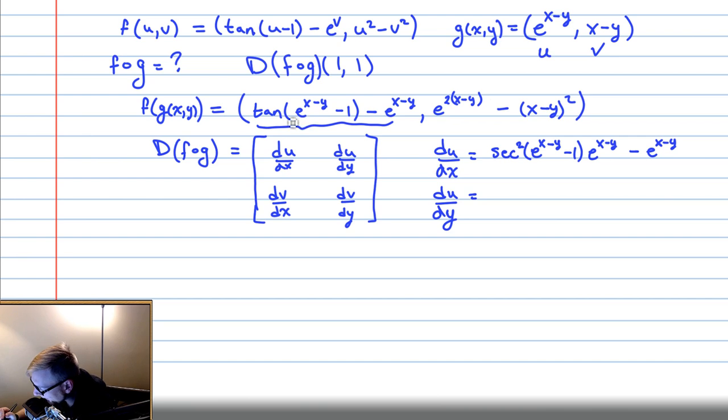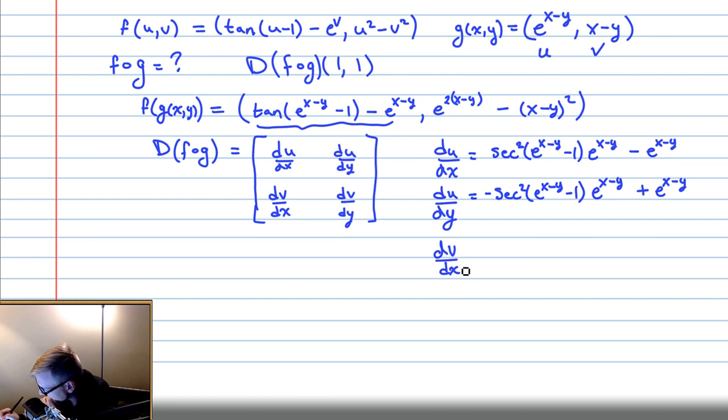du with respect to y. It'll be the same thing, but there's going to be a negative sign changing in here because the y is negative. Okay. Secant squared of e to the x minus y, minus 1. And then there's going to be a minus from the derivative of the inside, and e to the x minus y. And this is going to be a plus e to the x minus y, because the derivative of e to the x minus y, using the chain rule, we got the negative 1, we bring it down. Negative times a negative is a positive. Okay.